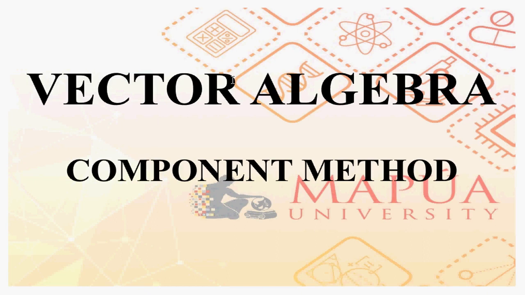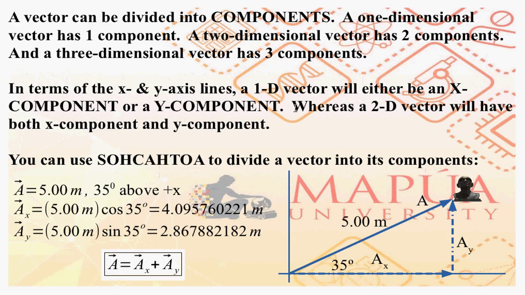Next up on our discussion on vector algebra is the component method. The component method is used for adding vectors together. And you'll recall if you apply the negative of a vector, you'll also be doing vector subtraction. So the component method can also be used for vector subtraction, because vector subtraction is basically vector addition with the application of the negative of a vector.